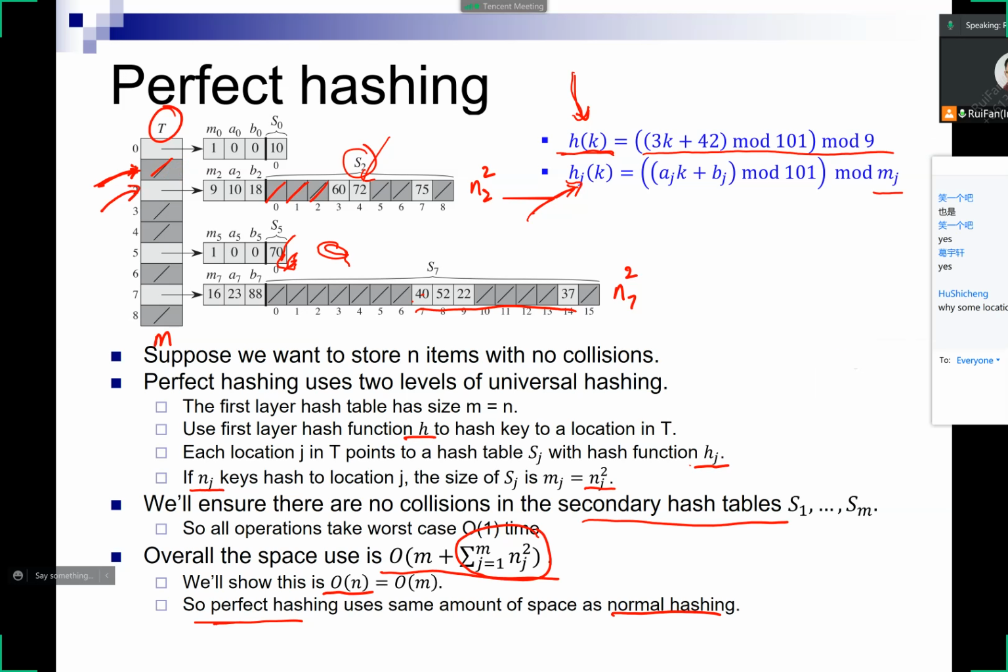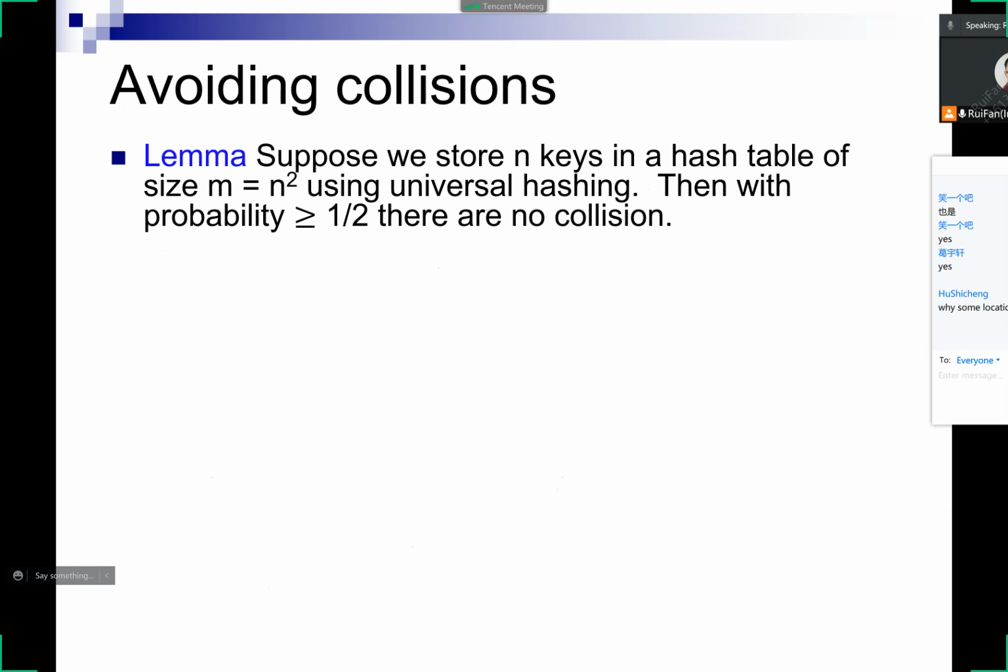Any other questions about how this algorithm works before we start the proof? Okay, so let's try to prove this fact, which is that in total we're going to use linear storage. We need a lemma first. The lemma is saying that if you store n keys, here n is anything. In this lemma, n is not the n from the previous page.